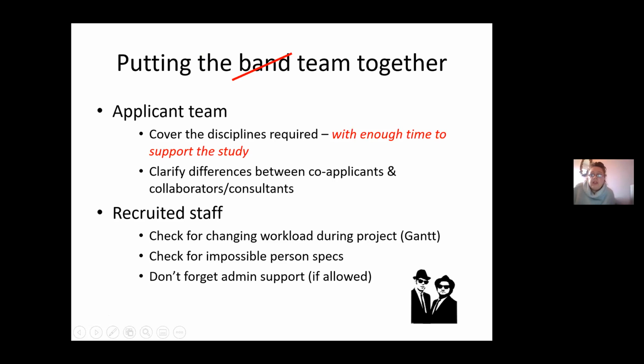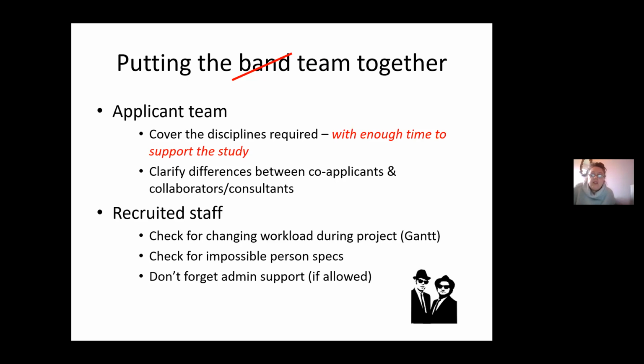So just a recap of putting the team together. You've got your applicant team, so this is where your experts come in. And as has been mentioned earlier, you need to clarify the difference between co-applicants and collaborators and consultants, because some will cost and some won't.